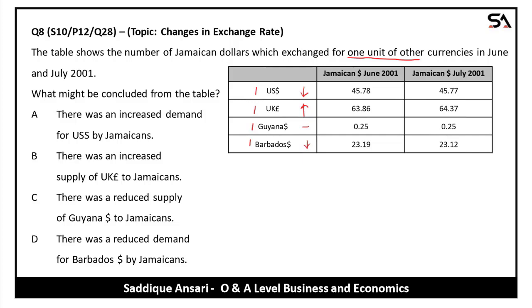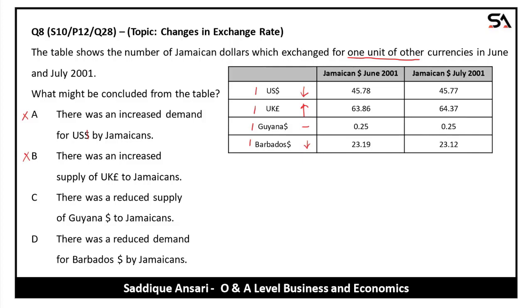The first option is there was an increase in demand for US dollars by Jamaicans. So if the demand for US dollars increases, the value of US dollars must appreciate, but in the table it is depreciating. So A cannot be the answer. B. There was an increase in supply of UK pounds to Jamaicans. If supply of UK pounds increases, it means the value of UK pound will depreciate, but here it is appreciating. So B cannot be the answer.